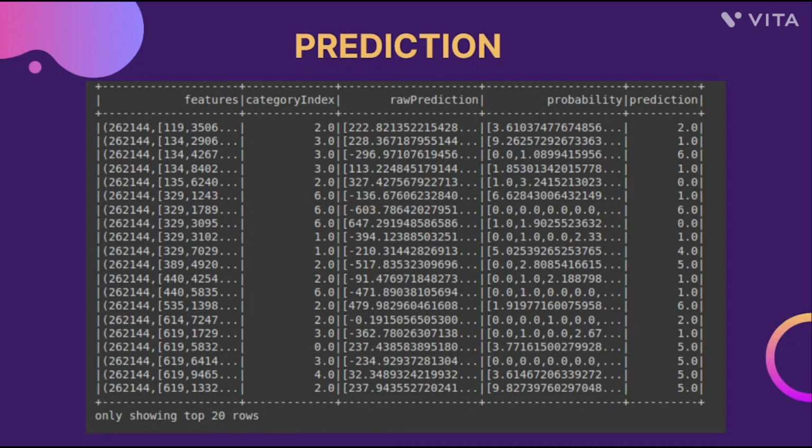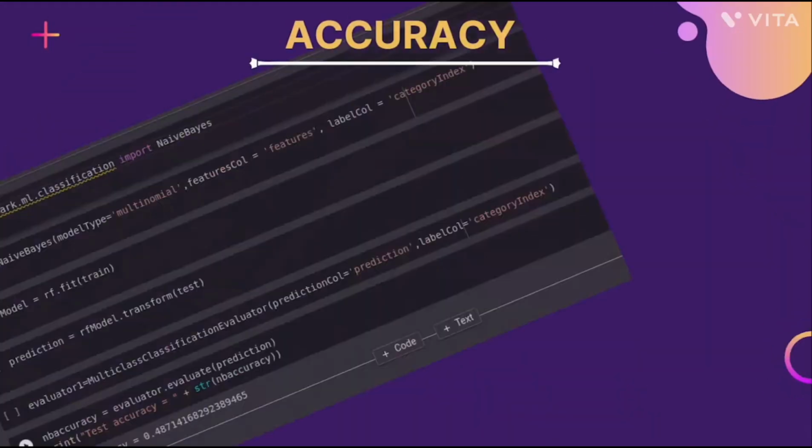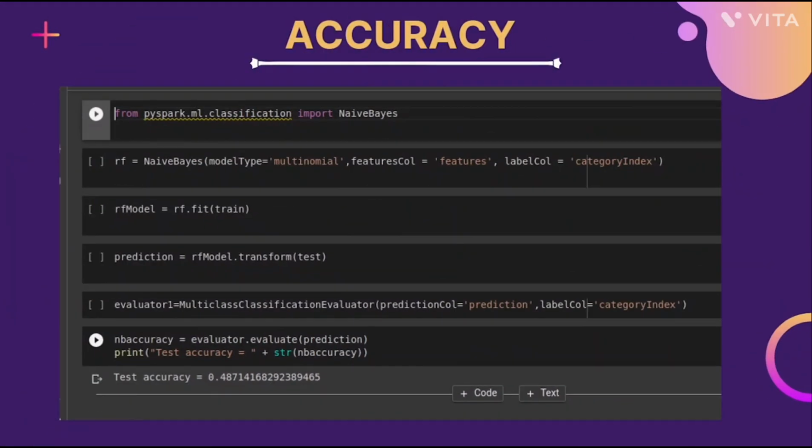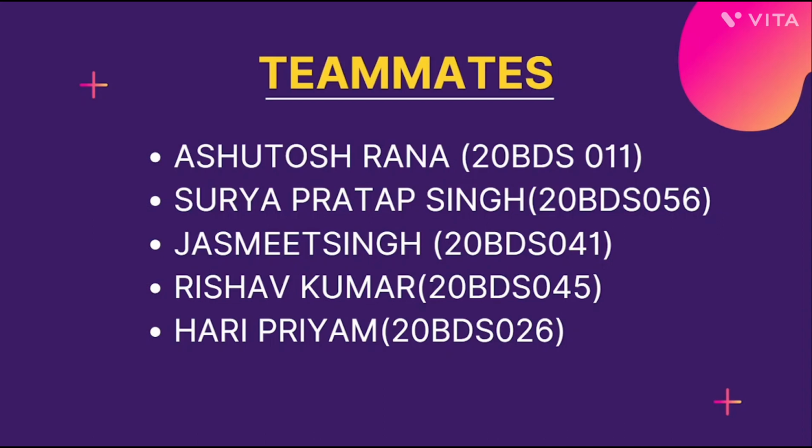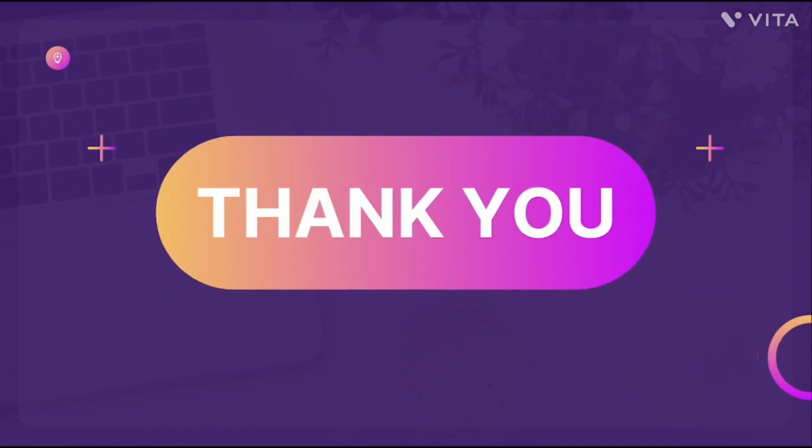Now we will see how much the highest accuracy we have got. We have applied two models, in which logistic regression gave us an accuracy of 40% and naive Bayes gave us the highest accuracy, which is 48%. So this was our model and whole prediction. These are our teammates. Thank you.